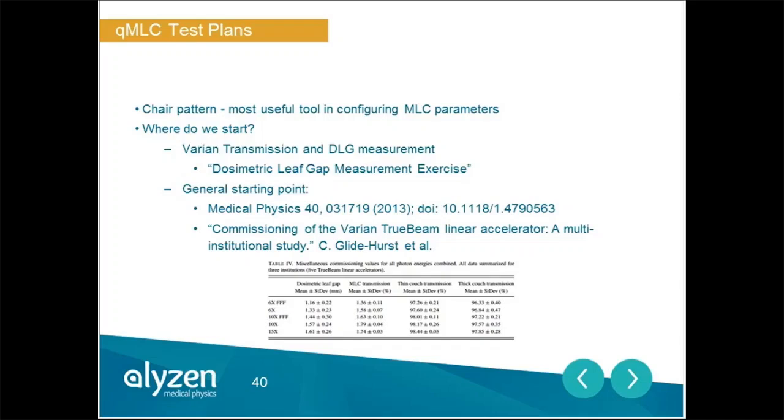But all that being said, whatever you measure there is just a starting point. We're going to tweak those based on the chair pattern. And honestly, we could probably even use another general starting point measured by other people. For example, Kerry Glide Hurst et al. did some TrueBeam commissioning, and they published this data for 5 energies. You could easily start with these numbers from that paper, and again, dial it in specifically for your machine. I should note that each machine is a little bit different in my experience, but they're all pretty well in the same ballpark.